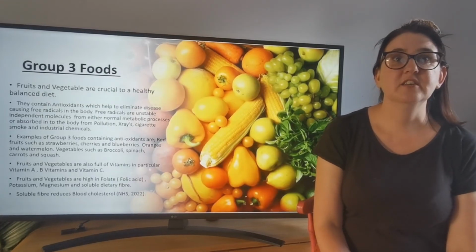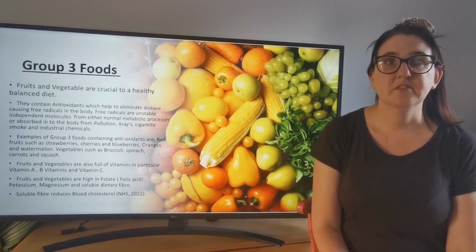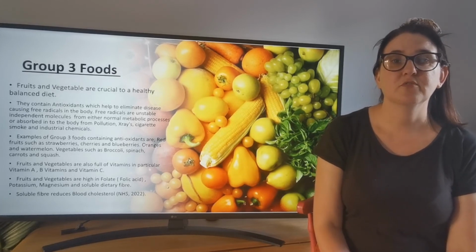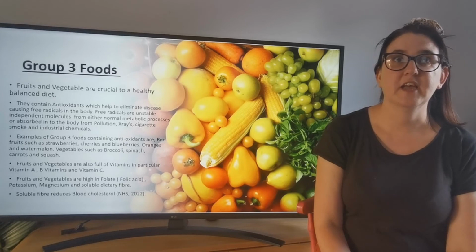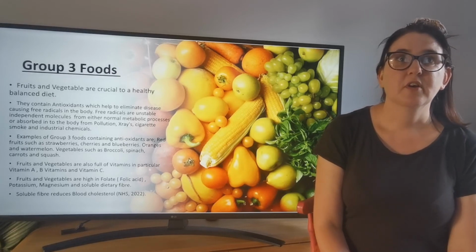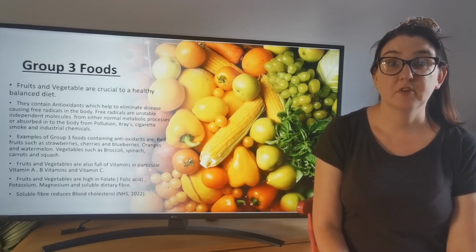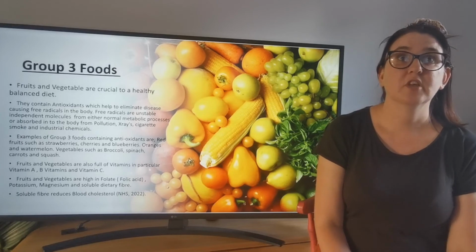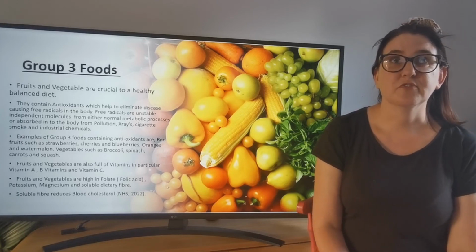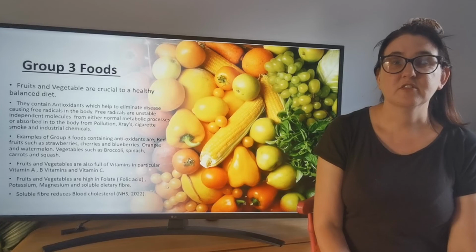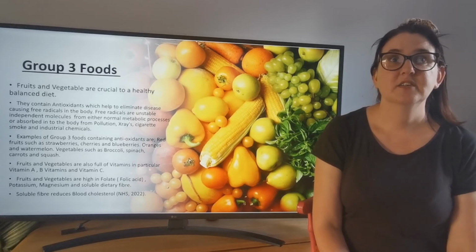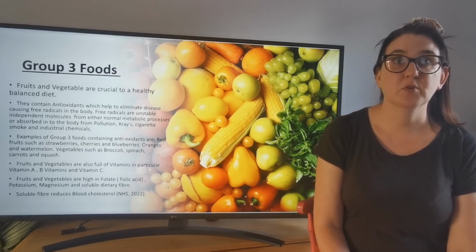The NHS Eat Well guide recommends that we eat 5 portions of Group 3 fruits and vegetables a day. These are crucial for a healthy diet and come in a variety of forms such as root vegetables, leafy greens, berries and citrus fruits. They contain antioxidants which help eliminate disease-causing free radicals in the body.